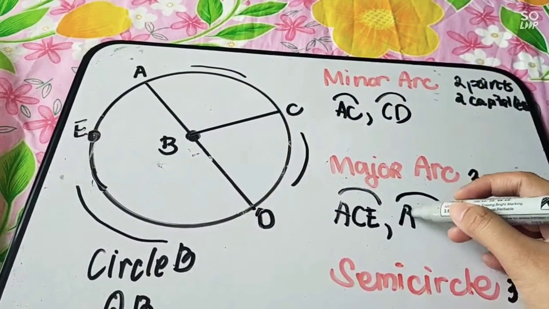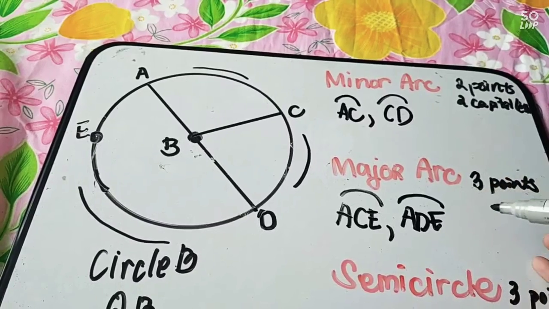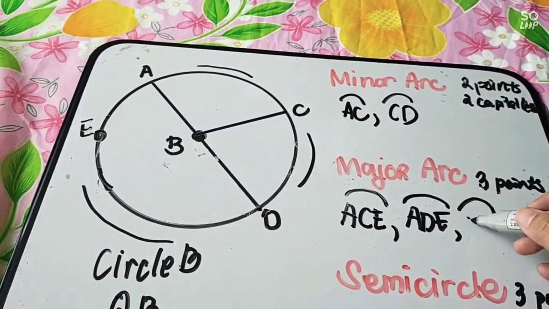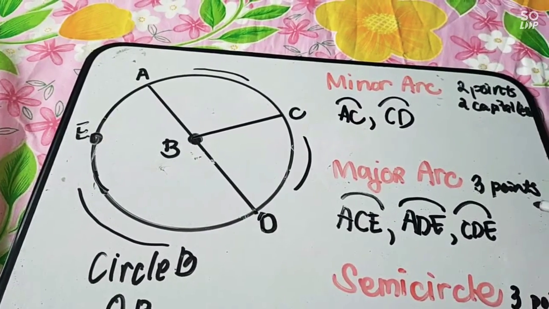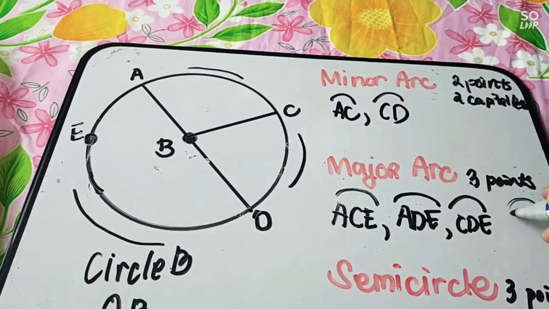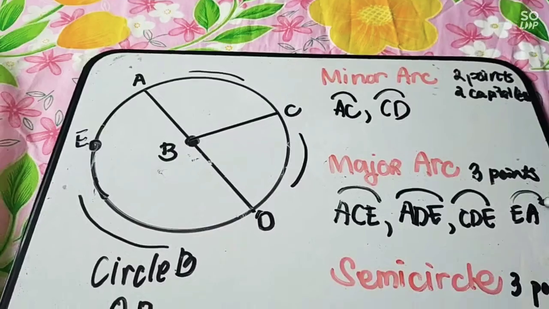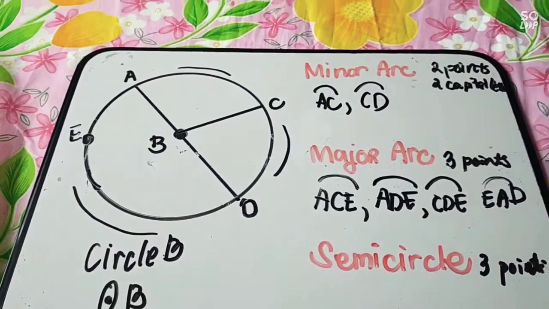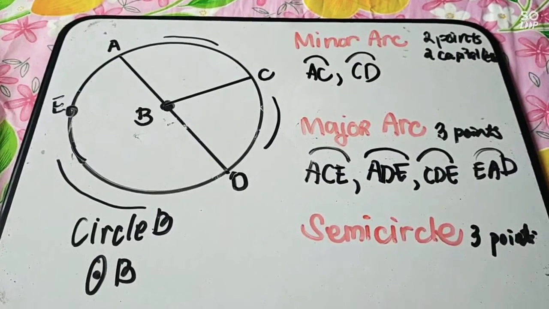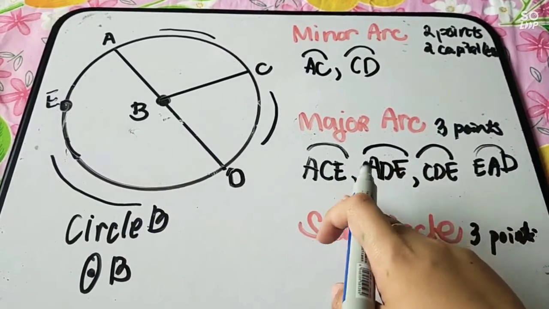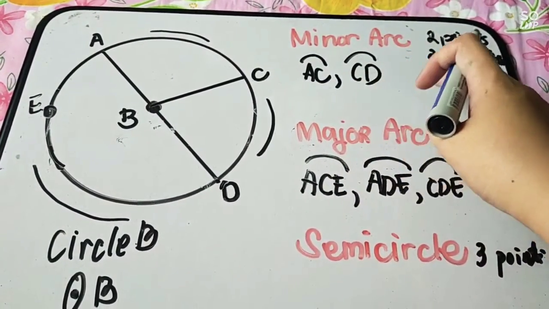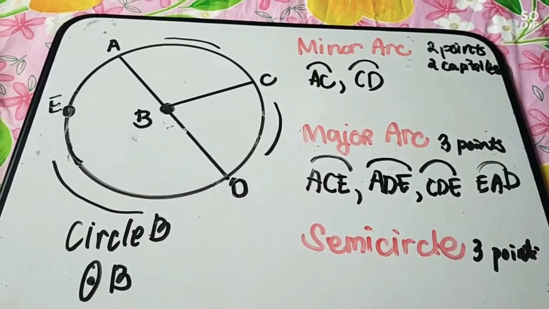Another one, we have arc ADE. That is also more than half of a circle. Ano pa? We have arc CDE. Ano pa po? We have EAD. And so on and so forth. Basta siya ay more than half of a circle, that is what you call major arc. Take note that you are going to use 3 points in naming major arc and 2 points in naming a minor arc. Is it clear?